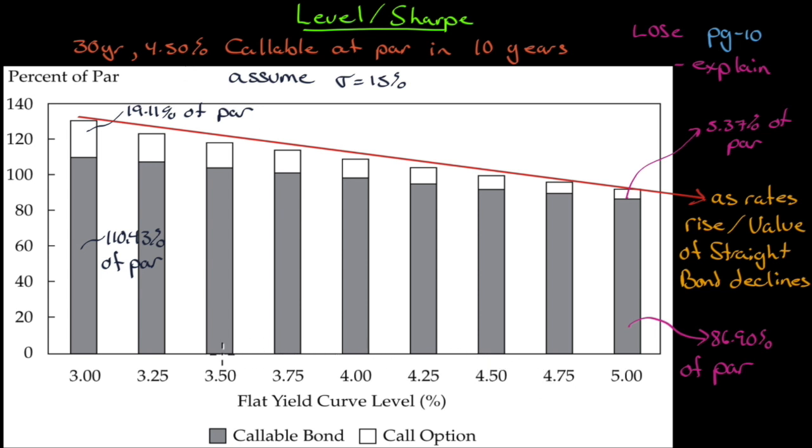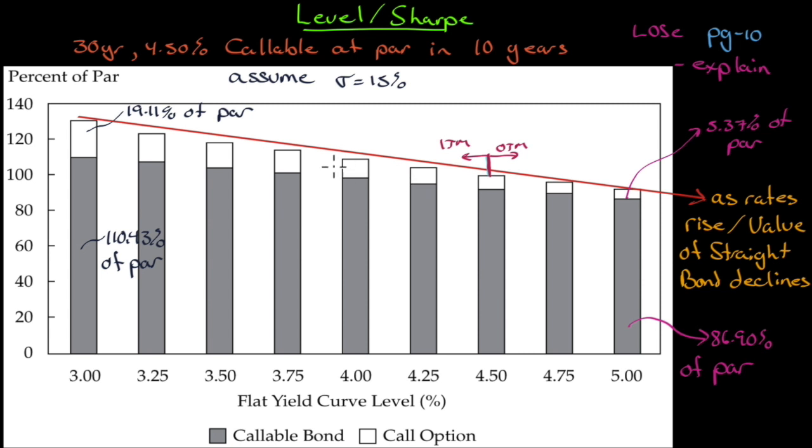So as we go to 3.5 and then 3, look at how big the value of the call option gets versus what it was when it was out of the money. We can say that anything below 4.5, this call option is now in the money. And anything above 4.5, we would say it's out of the money. At 4.5, we'd call it at the money because, hey, that's a par bond, right?